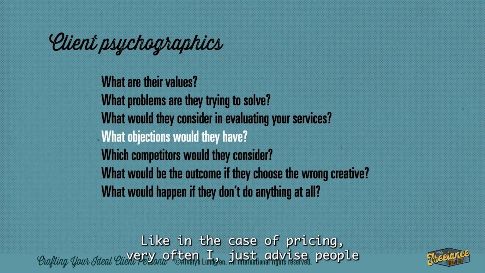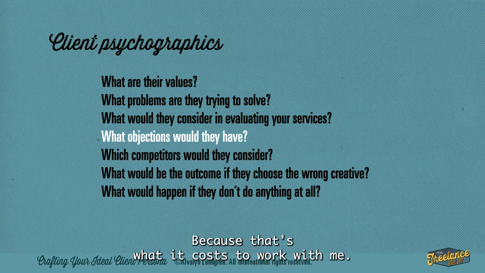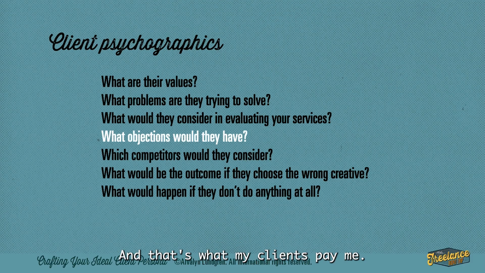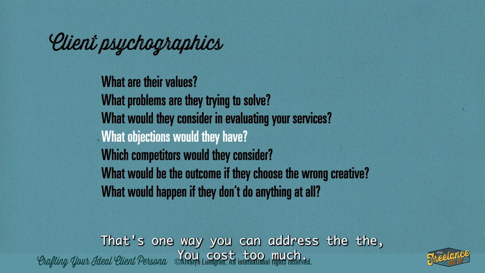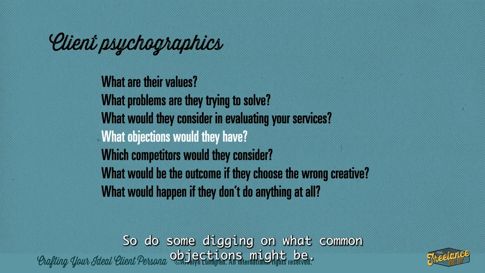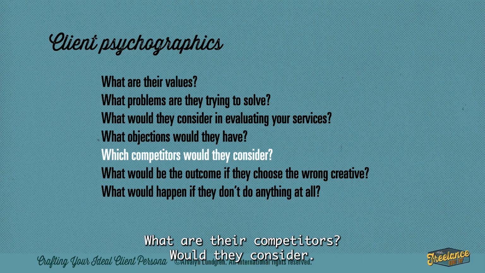Like in the case of pricing, very often I just advise people to go with the cheaper option, because I am going to cost more. That's what it costs to work with me, and that's what my clients pay me. So go work with the cheaper option. If it doesn't work out, by all means, come back and we'll talk. That's one way you can address the "you cost too much" objection. So do some digging on what common objections might be, how you would respond, and how you would head them off.